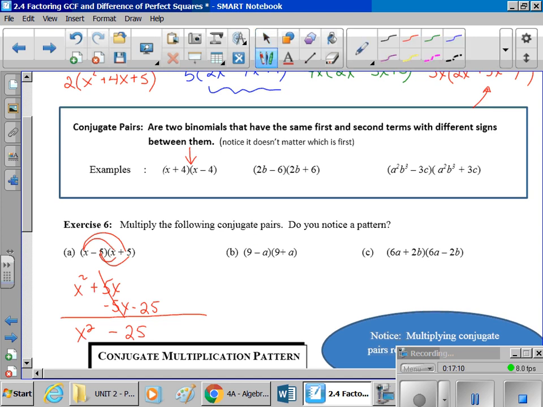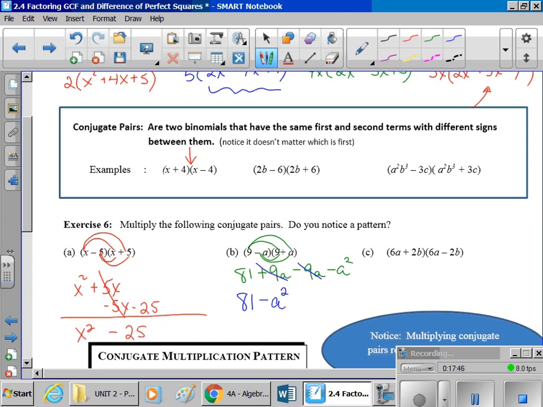How about the next one? 9 times 9 is 81. 9 times positive a is plus 9a. Negative a times 9 is negative 9a. Notice how we always put the coefficient first. Consistency is helpful when we're writing down terms. And negative a times positive a is negative a squared. So this one I set up a little bit differently, but it's still okay. The negative a and the positive a cancel out, and we get 81 minus a squared.